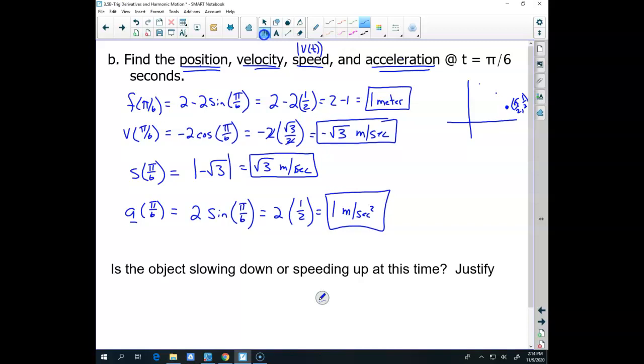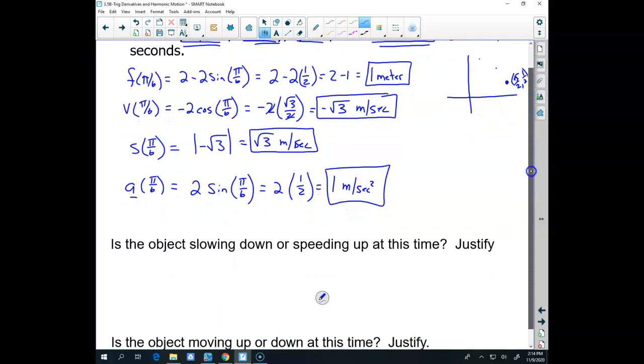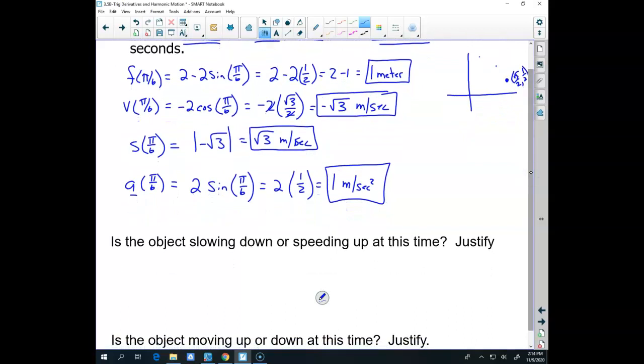But is the object speeding up or slowing down? If we didn't have a graph, how do we know? Well, here's how I know. I know this object is slowing down. Okay? This object is slowing down.